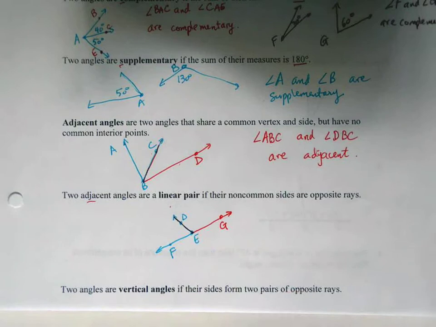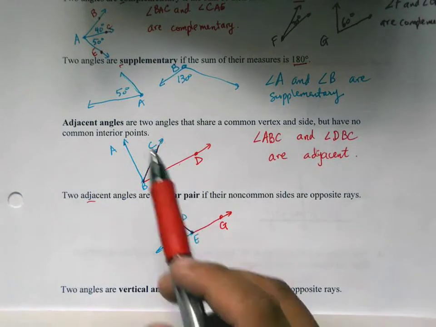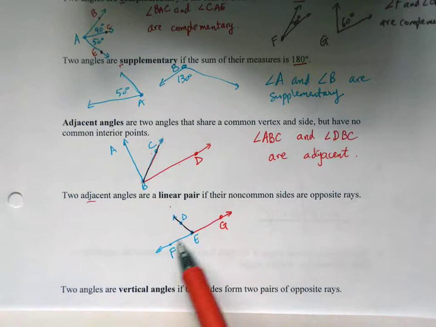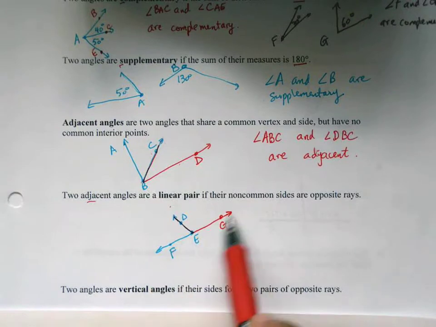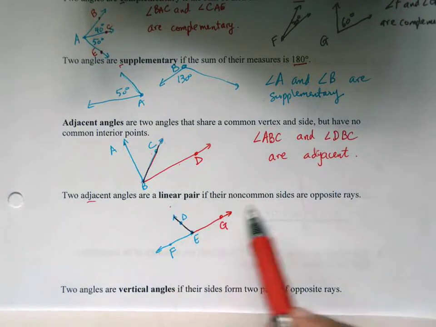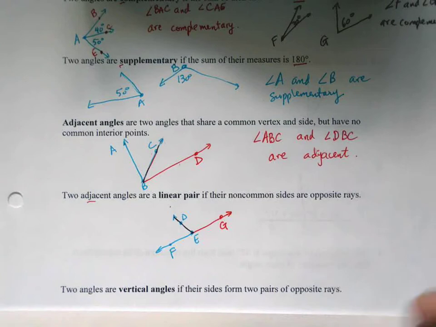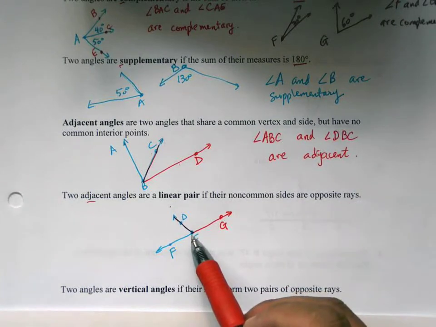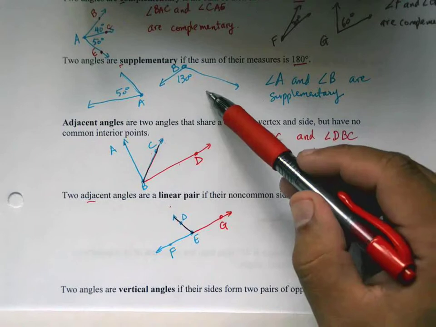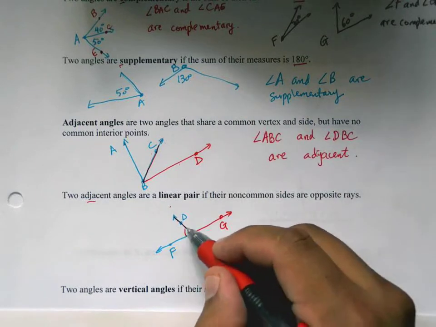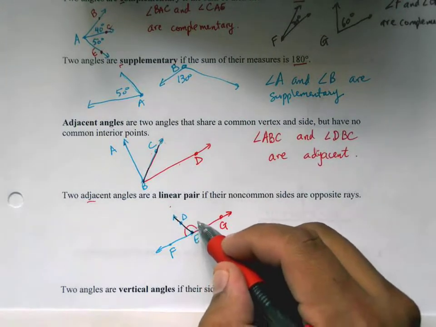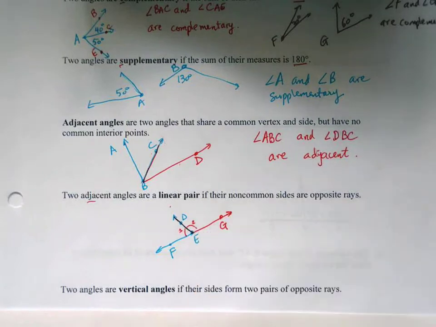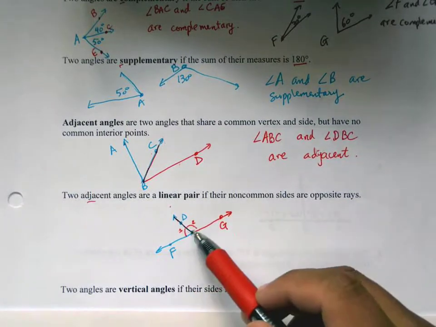A linear pair is basically an adjacent angle, but the main difference is that the non-common sides form a straight line. There's a straight line here. So that's what makes this a linear pair. So they have to be touching. And a linear pair is supplementary. So you see this? By definition, this angle and this angle always add up to 180 degrees. I'll call this angle 1, angle 2. They always add up to 180 degrees, and they're touching.